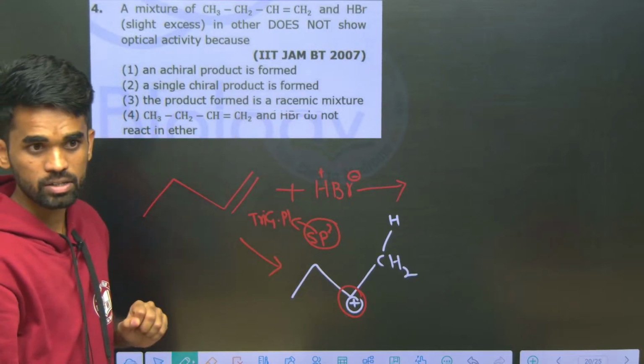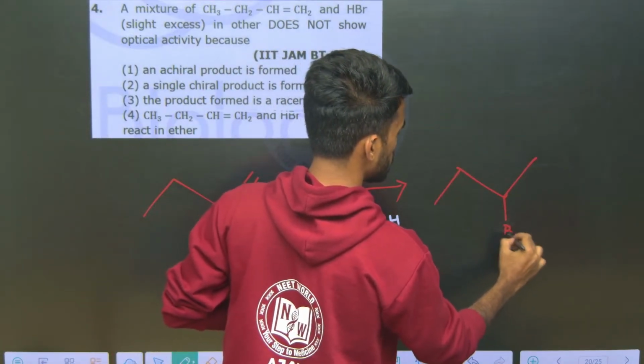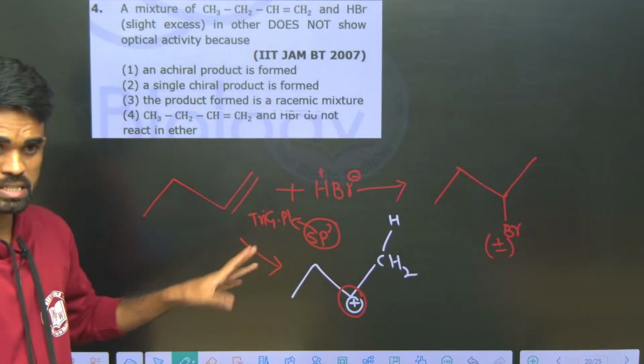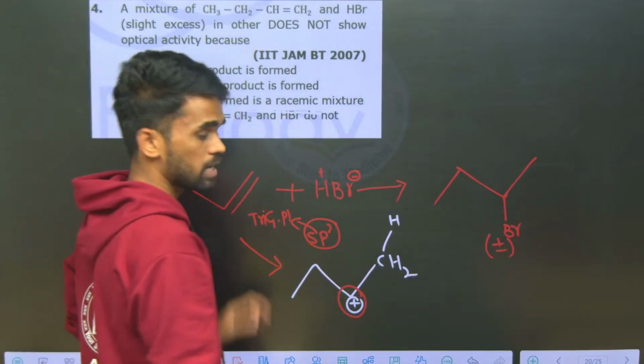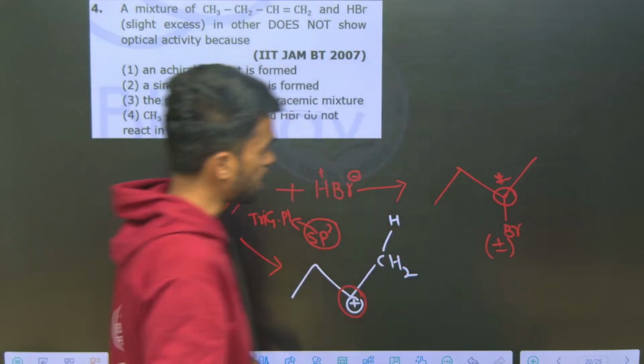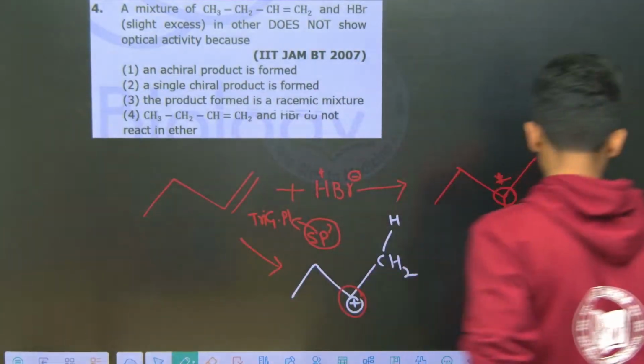Is this clear or not? Right. So we will get this kind of product with plus minus. Plus minus is the indication of a racemic mixture. Okay, clear now? Is this a chiral center or not? A chiral center is generated, which means we have a racemic mixture, that is optically inactive. Next.